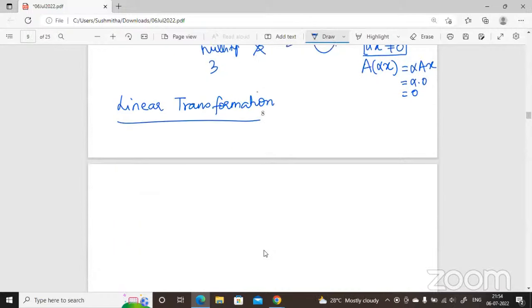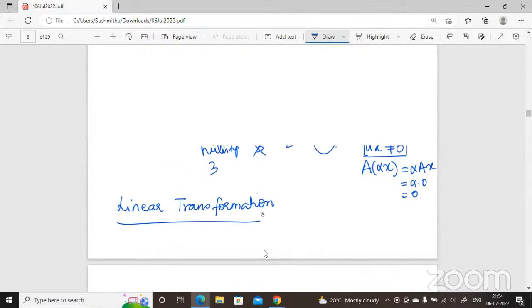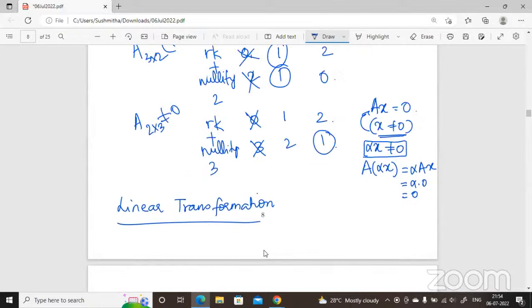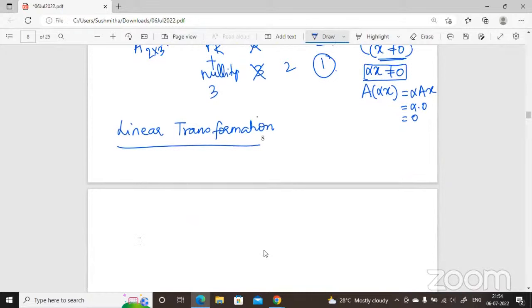Okay. Ma'am, in linear transformation, can you discuss the basis of the range? That part is a little confusing. Yeah, we'll do that. So what is a linear transformation? We have a map T from V to W, from one vector space to another vector space.